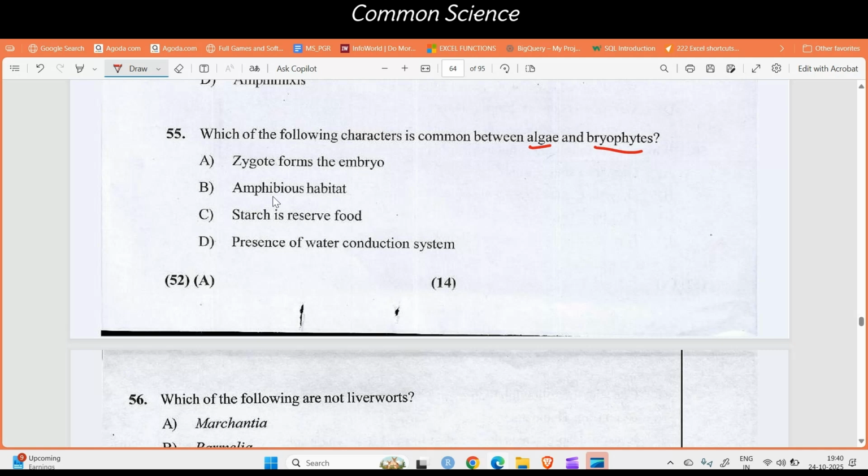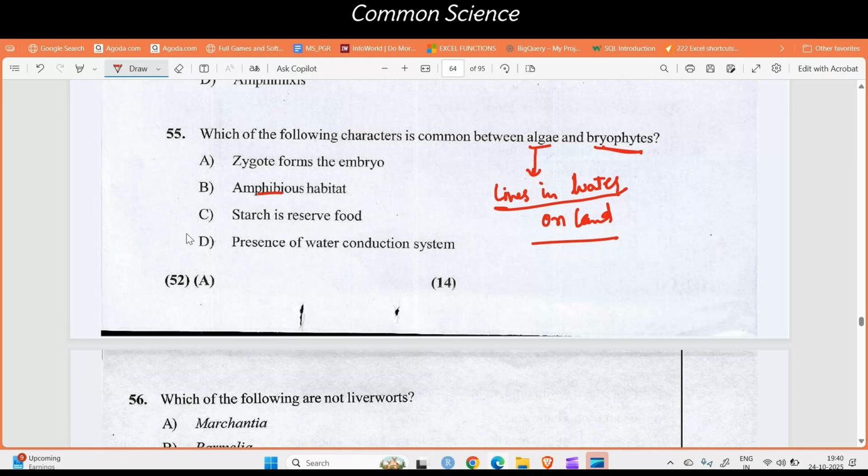Amphibious habitat, no. Bryophytes are called the amphibians of the plant kingdom. You may get confused because algae live in water, and some algae live on land. Some live in water, some live on land. However, they are not called amphibians because an amphibian is one which can live both in water as well as on land. So okay, option C, starch is reserve food.